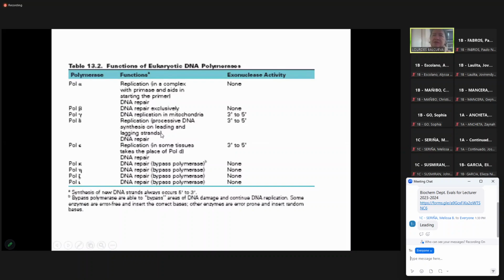Now, sometimes different books say different things, different enzymes. Devlin says that the leading strand is replicated by delta, and the lagging strand is replicated by epsilon. So both polymerase delta and epsilon have DNA repair mechanisms.